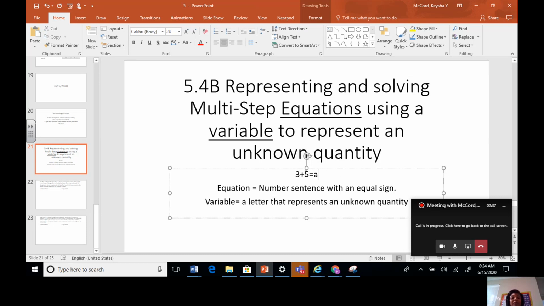So in the case with the apples, Maria's 3 and Rachel's 5, I don't know what the total is. So instead of putting a blank space, I'm going to put a letter. So the variable I used here was A. A represents the number of apples both girls have together. Okay, so equation, number sentence with an equal sign. Always remember, if there's an equal sign, that means the left side is equal to the right side. And then variable is a letter that represents an unknown quantity. And if you are asking, can I use any letter? You can use any letter from A to Z. Okay, so let's get started with our problems.